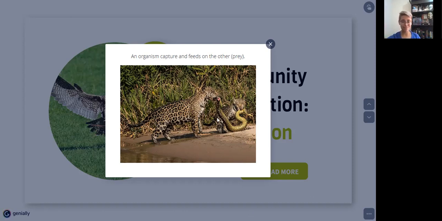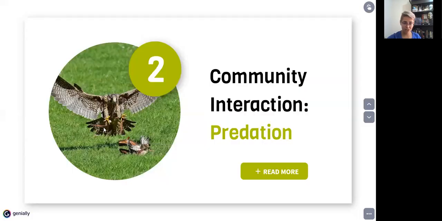Yes. So here we have some cheetahs eating a snake. And on the other side here we have, I think that's a falcon, and this should be a smaller bird. I don't know which one it is.